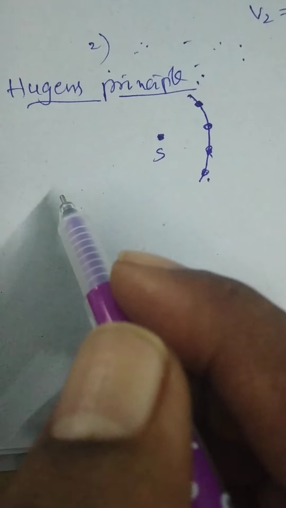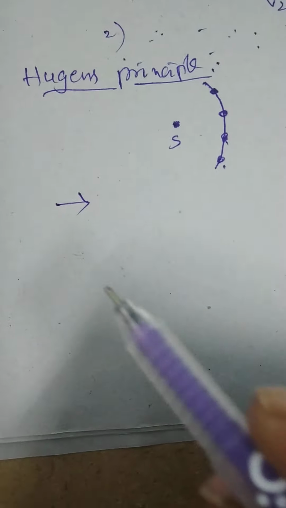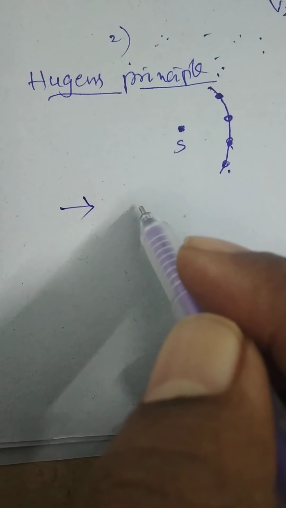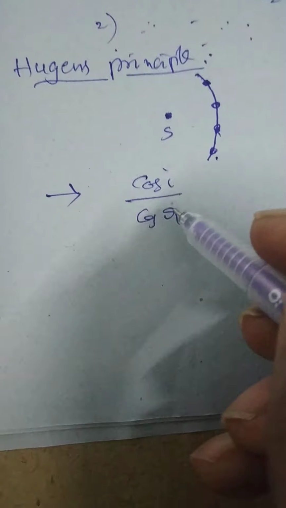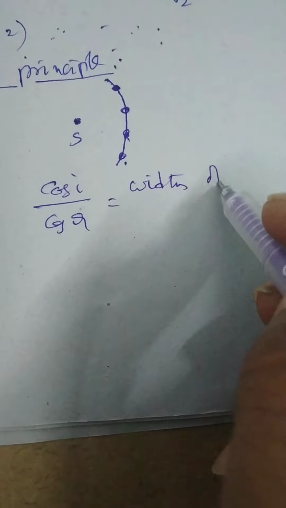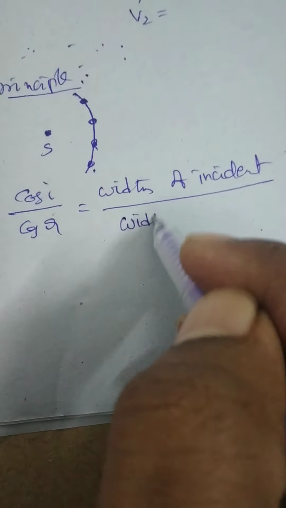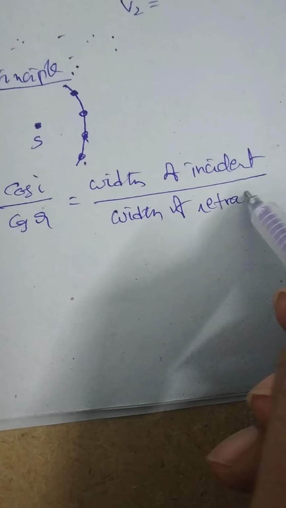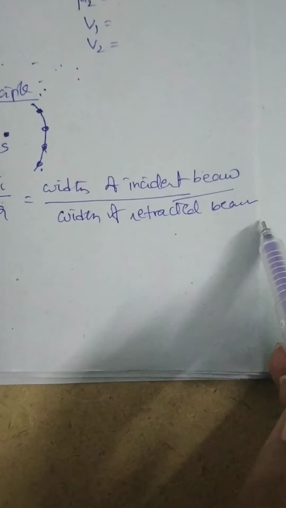Using Huygens principle, the proofs of the laws of reflection as well as refraction were also verified in the previous class. In the proof of laws of refraction, cos i by cos r is equal to, where i is the angle of incidence and r is the angle of refraction, cos i by cos r is equal to width of incident beam by width of refracted beam.